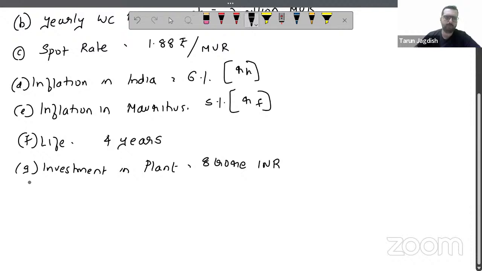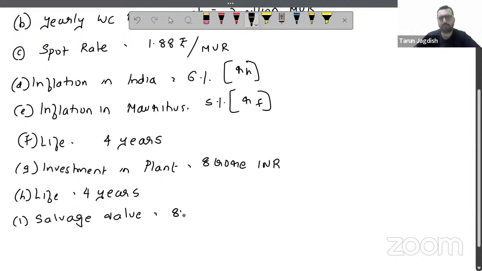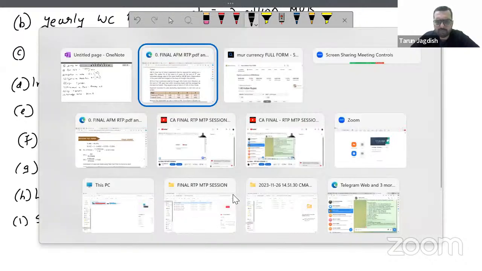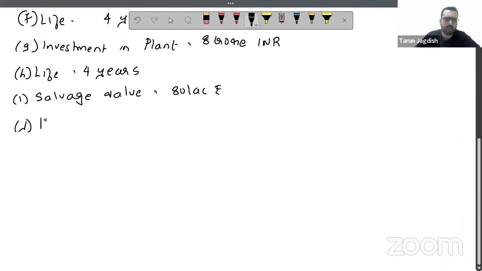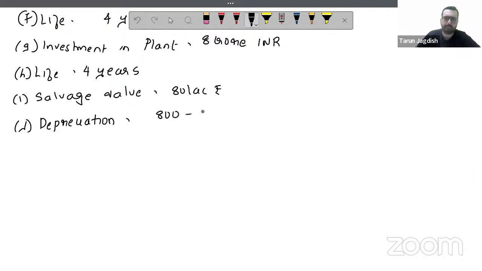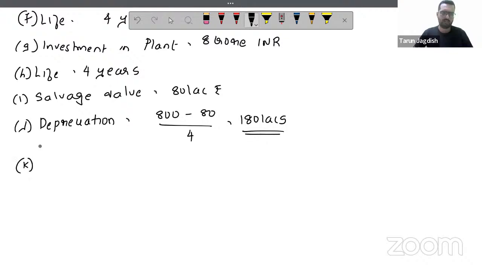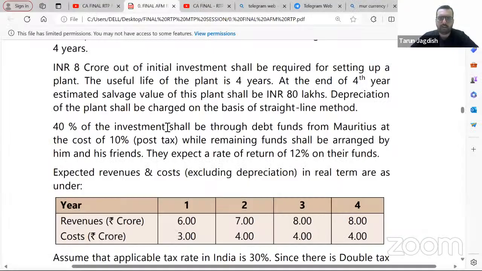So I'll just put it below this. Life of the plant is 4 years, and the salvage value at the end is going to be 80 lakh rupees, correct? Depreciation is on straight line method. So friends, here itself, can I find out how much will be my depreciation? That will be 800 lakhs minus salvage value 80, divided by 4. Do you get the answer as 180 lakhs? 180 lakhs. All right.